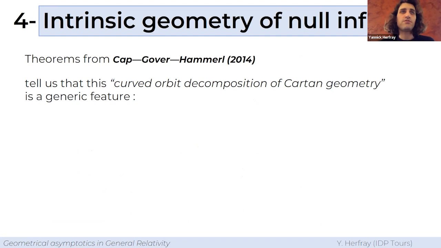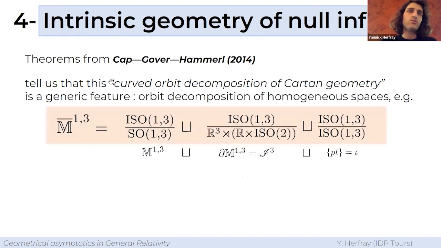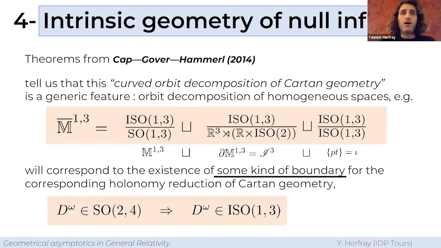this perspective. One first thing is that, as I told you, this Čap-Gover-Melnick theorem is a very general theorem, telling you that this type of story I told you about, where you have something happening in the homogeneous spaces, a decomposition of orbits in the homogeneous spaces, after holonomy reduction is going to mean that you have some kind of boundary of your geometry. It's a generic feature. So this theorem is very, very general. You're always going to have this type of boundary.